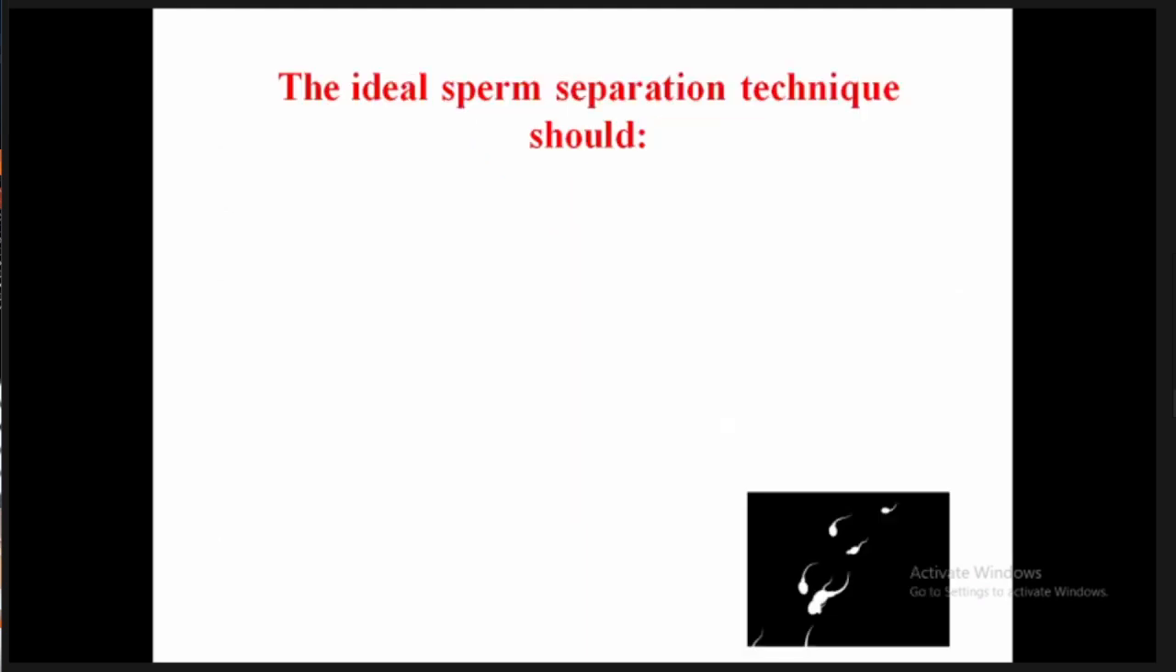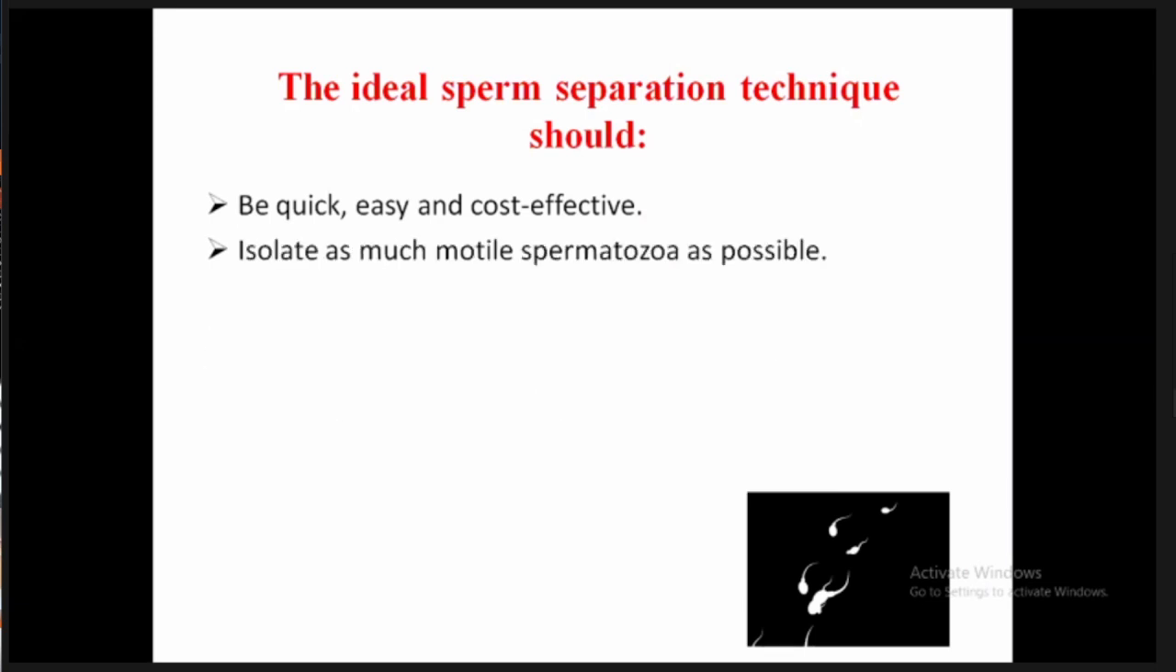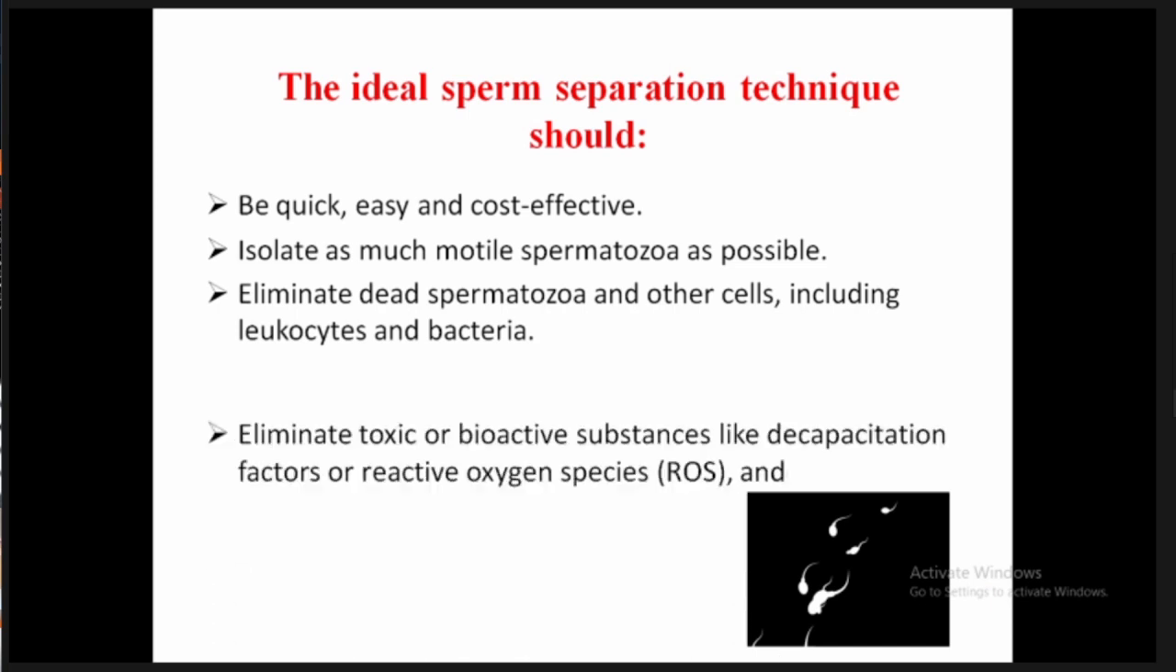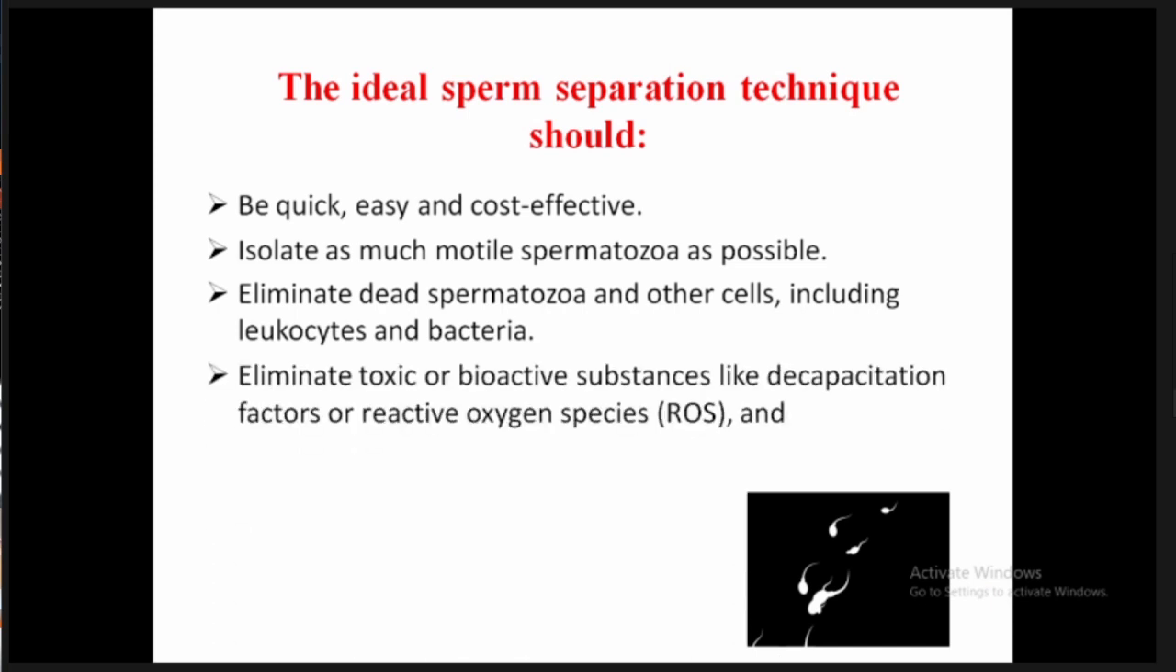The ideal sperm separation technique should possess certain qualities. It should be very quick, easy and cost effective, and isolate as many motile spermatozoa as possible. It should also eliminate dead spermatozoa and other cells, mainly the leukocytes and bacteria, and eliminate toxic substances like decapacitation factors or ROS. It should also allow us to process larger volumes of ejaculate. I think conventional sperm preparation methods address all these parameters when compared to advanced sperm preparation methods.